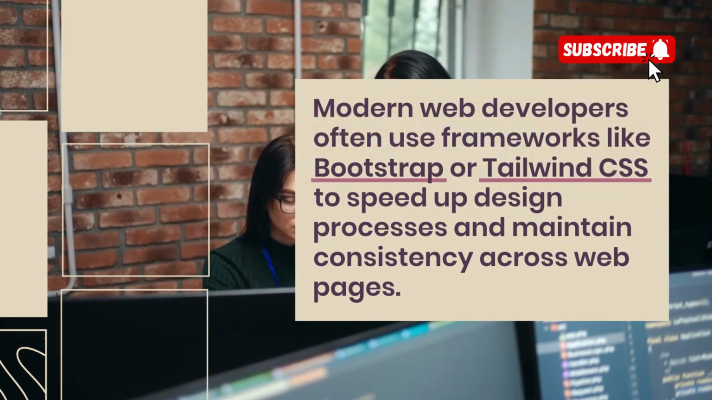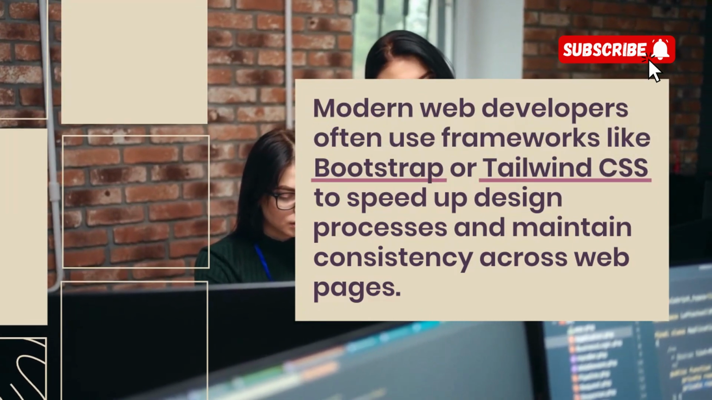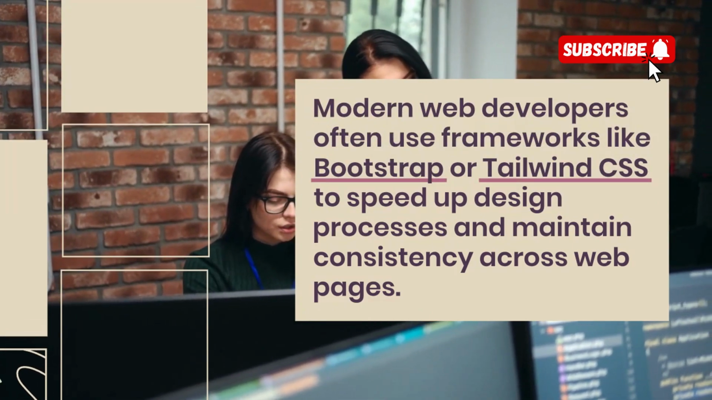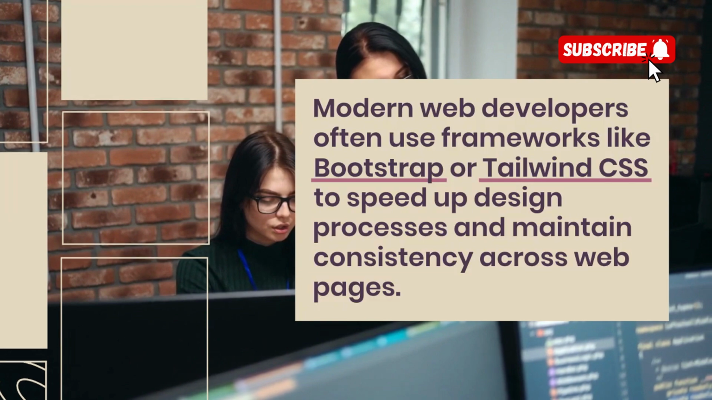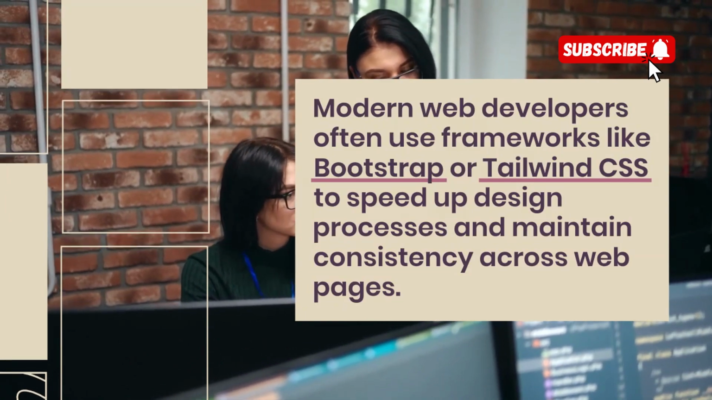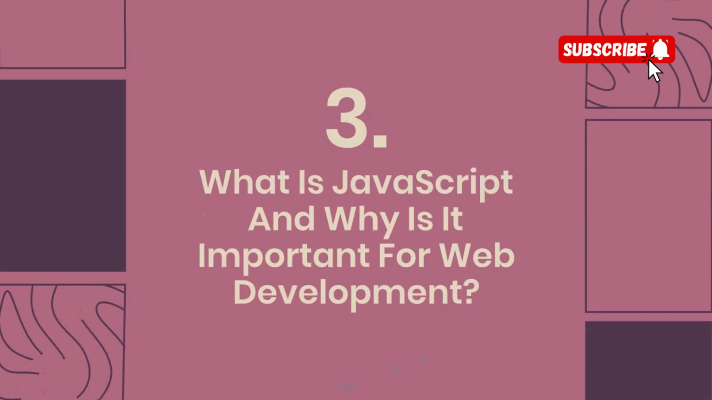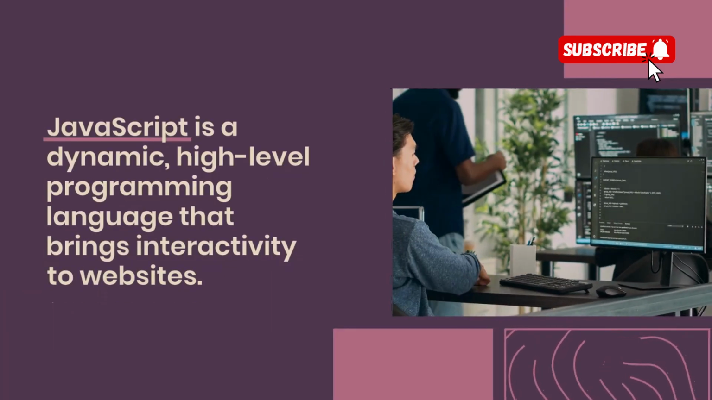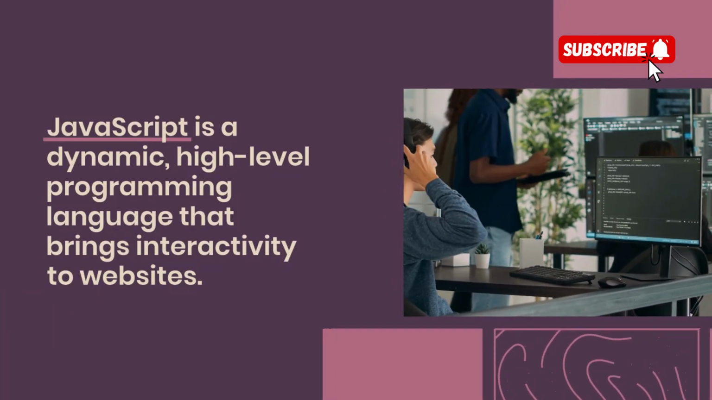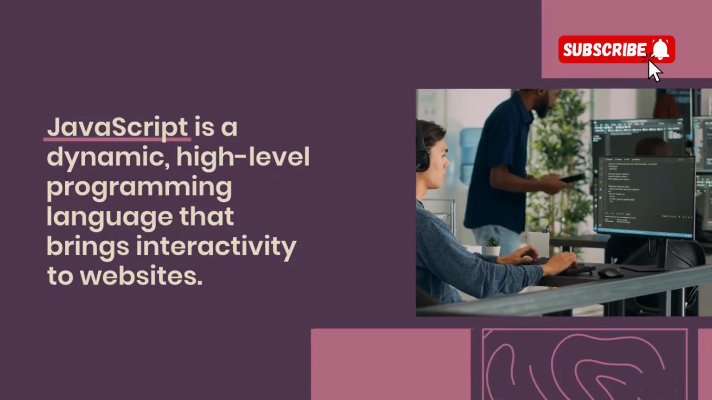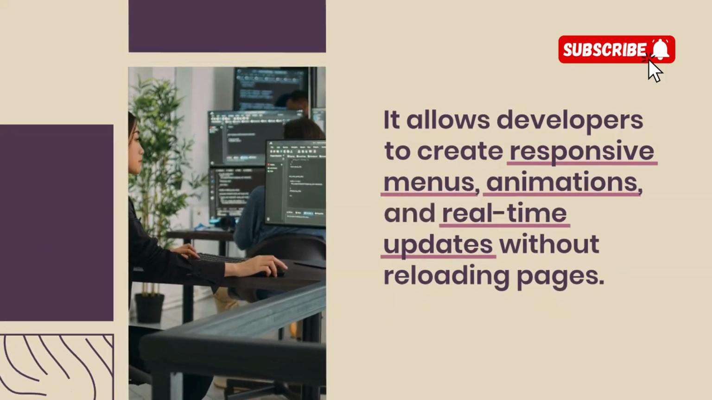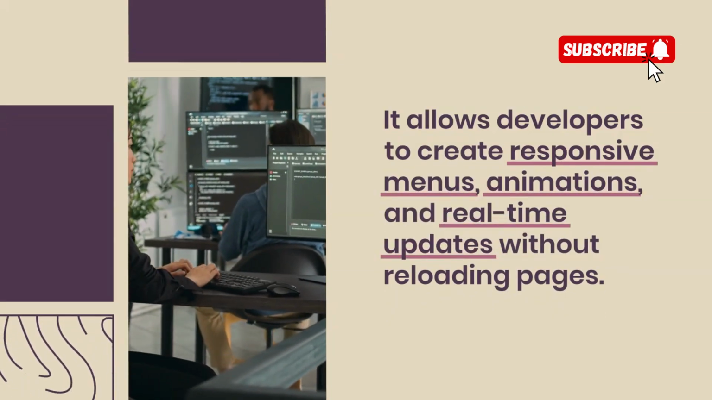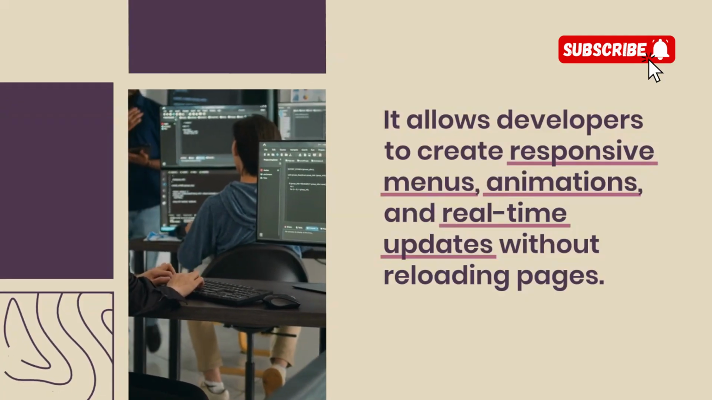Modern web developers often use frameworks like Bootstrap or Tailwind CSS to speed up design processes and maintain consistency across web pages. 3. What is JavaScript and why is it important for web development? JavaScript is a dynamic, high-level programming language that brings interactivity to websites. It allows developers to create responsive menus, animations, and real-time updates without reloading pages.